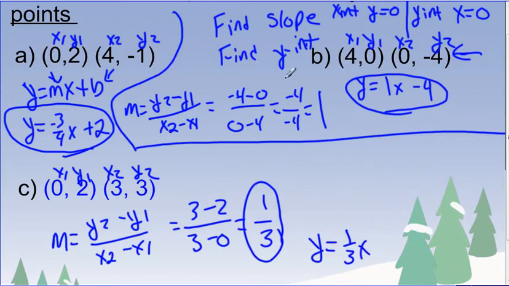Now, to find our y-intercept, we're looking for the point that has an x value of 0. Right there he is. This guy has an x value of 0. So with the x value of 0, the y value is the y-intercept, plus 2. And that would be done.